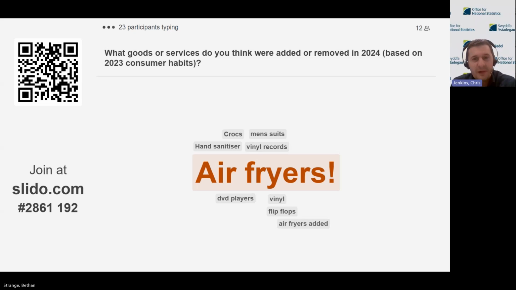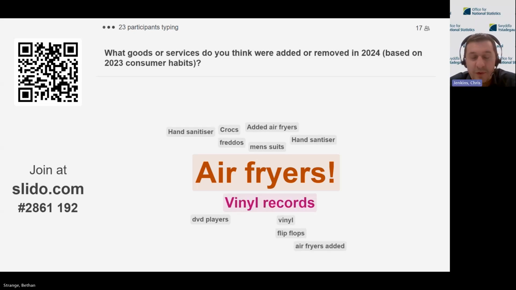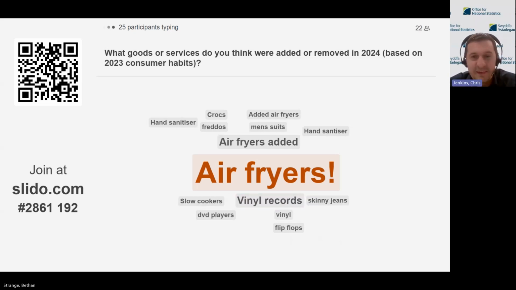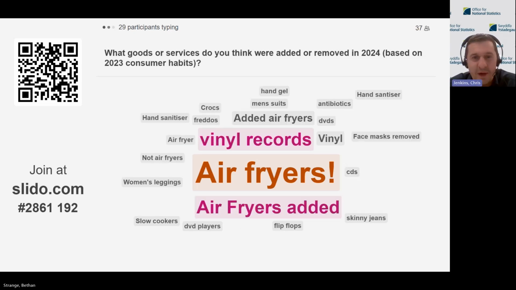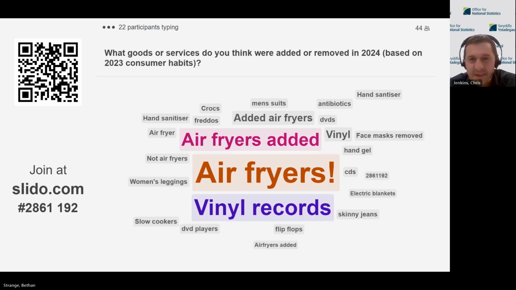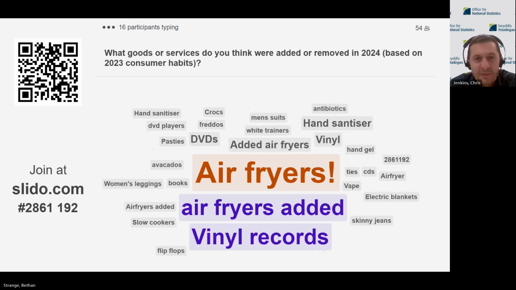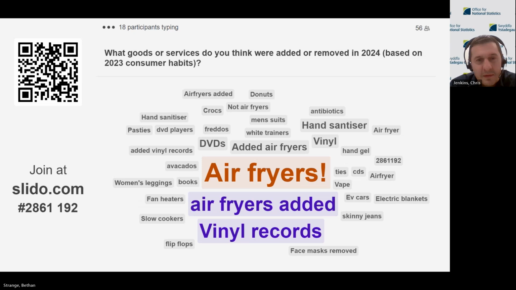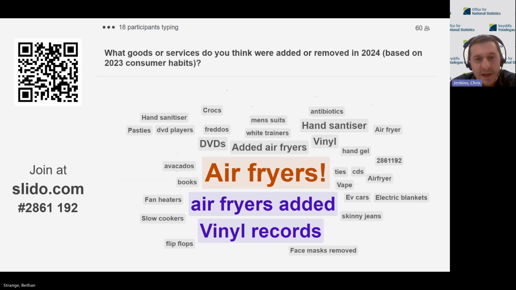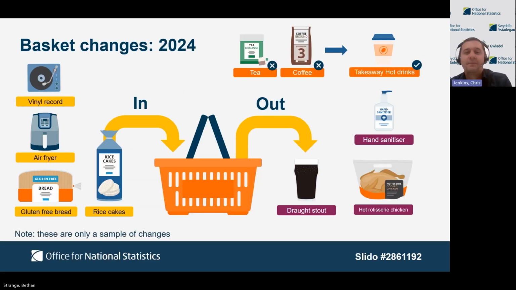Yeah, there's some really good ideas coming in. Of course, air fryers, vinyl records. I think we might have given that away with the webinar title. Hand sanitizer, avocados. Yeah, there's lots of really good ideas coming in there. So thanks for taking part.